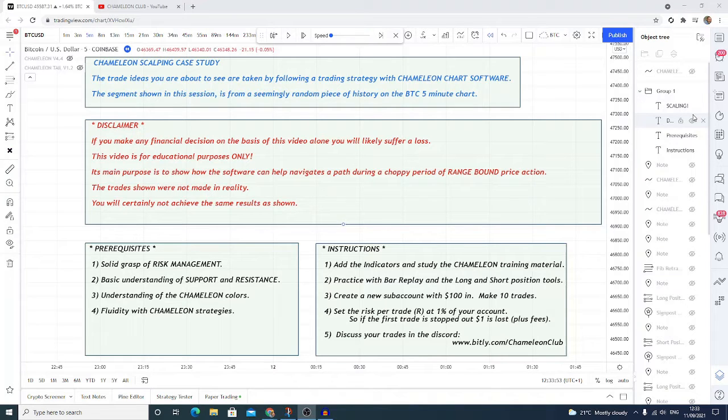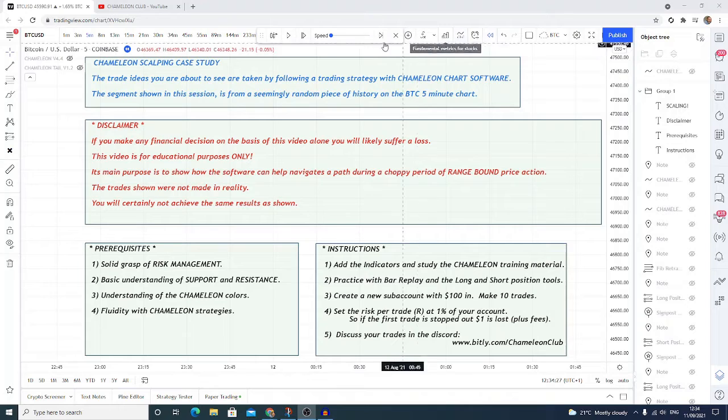Disclaimer. If you make any financial decision on the basis of this video alone, you will likely suffer a loss. This video is for educational purposes only. Its main purpose is to show how the software can help navigate a path during a choppy period of range-bound price action. The trades shown were not made in reality. You will certainly not achieve the same results.